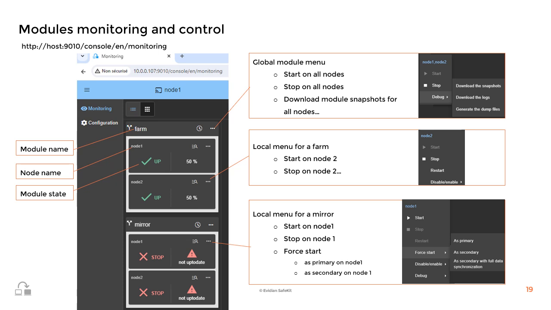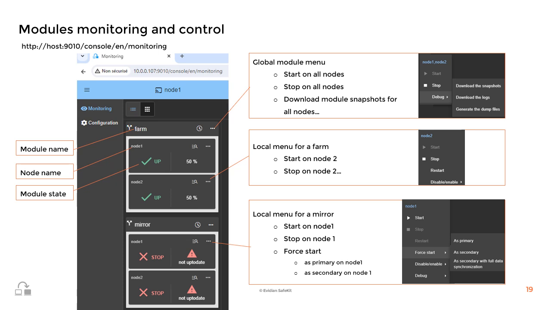Now, let's analyze the second menu. The second menu is the local menu for the Farm module on Node 2. In this example, you can stop the Farm module on Node 2. By doing this, Node 1 will take over all TCP connections from the clients. You can also restart the module from this menu, which will execute the stop and start scripts defined during the configuration of the Farm module.